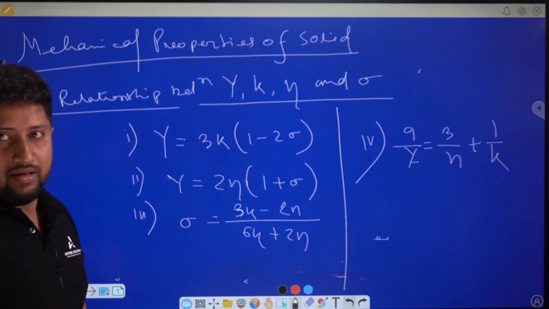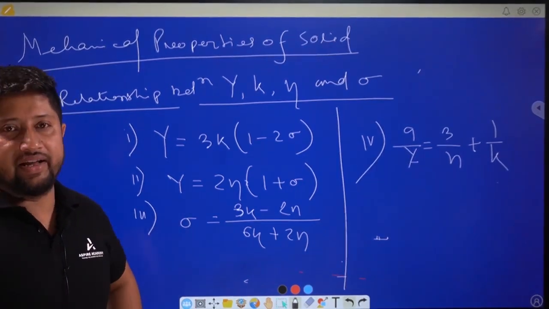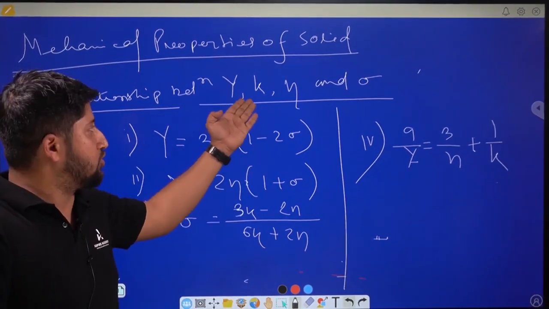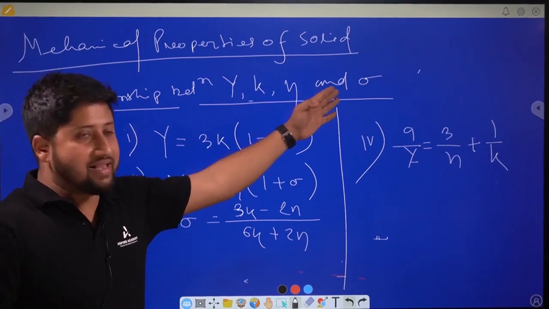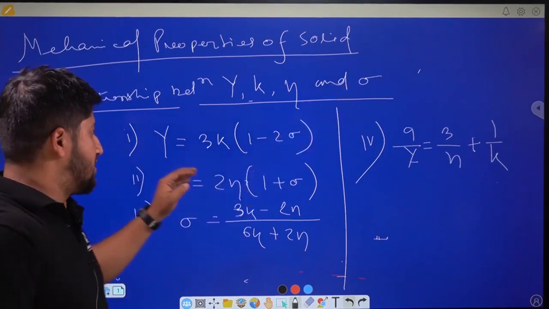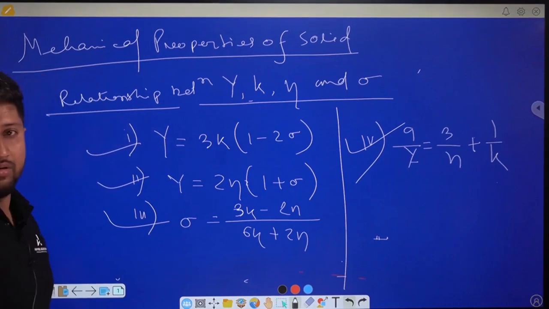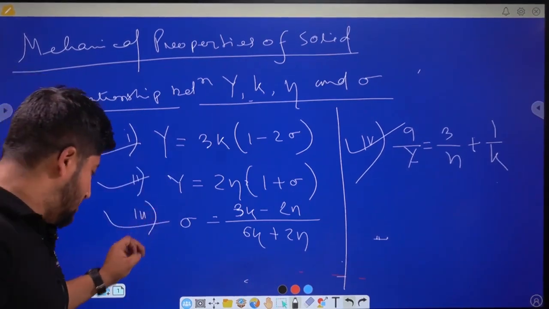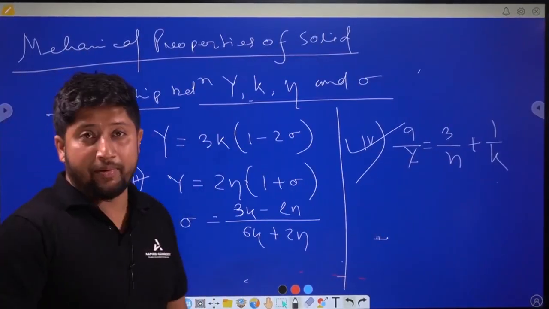These are the numerical-based formulas regarding these terms: Young's modulus of elasticity Y, bulk modulus of elasticity kappa, modulus of rigidity eta, and Poisson's ratio sigma. These are very, very important. Note it down. So this is all about the mechanical properties of solids.